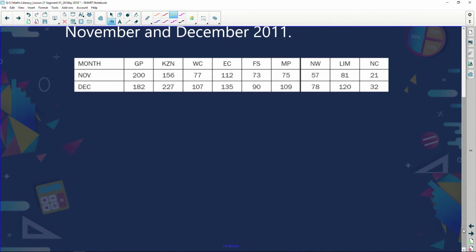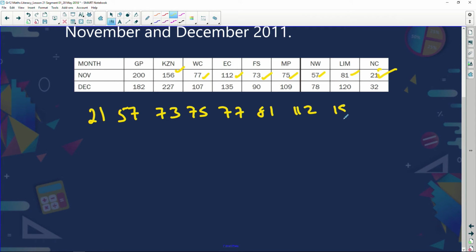My lowest number here is going to be 21. So we're going to use 21. Then my next one is going to be 57, so we're going to put in 57. Then I've got a 75. Oh, no, 73. Then a 75. Then we've got a 77. I've then got an 81, a 112, a 156, and finally a 200.